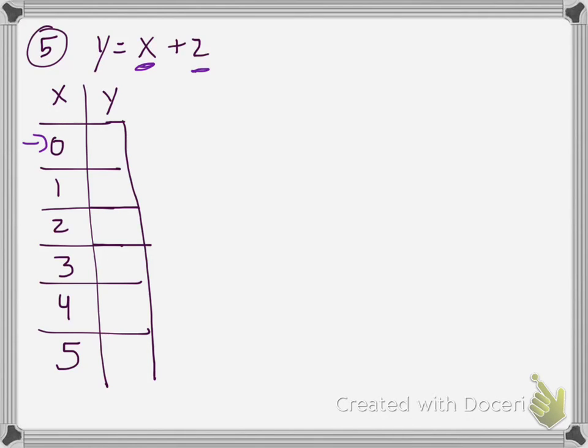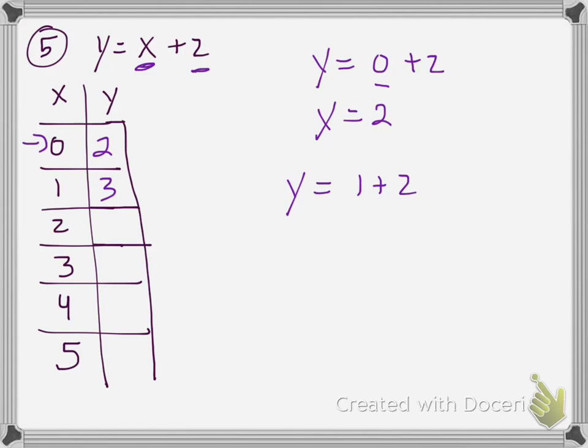So in the first one, what do I have for x? 0. So that's kind of like saying y is equal to 0 plus 2. Because remember, x is right here in the equation. And what is x equal to? X is equal to 0. So I just put that 0 over here. 0 plus 2. So in the first one, y is going to be equal to 2. All right, the next one, x is equal to 1. So that's kind of like saying y is equal to 1 plus 2. What's 1 plus 2? That's 3.